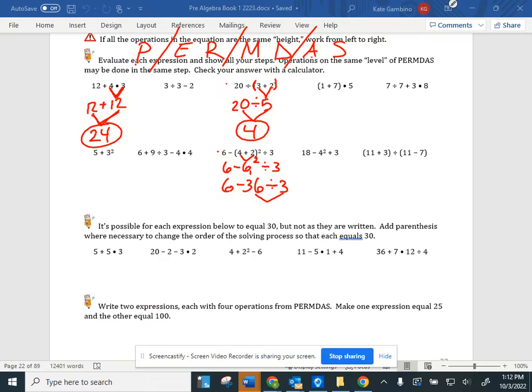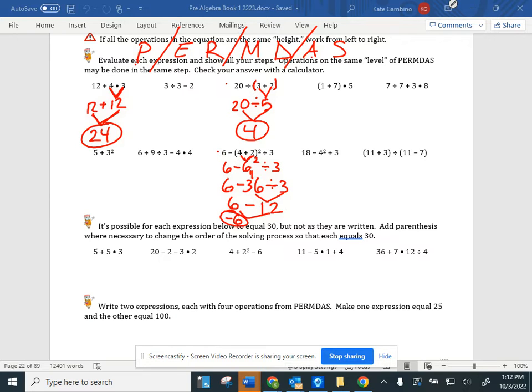Emily. 12. So now I'm going to bring down my 6 and my minus. I have one operation left. Now I'm writing it really big, so I'm running out of room. What is 6 minus 12? Evelyn? -6. I know because I drew my lines.